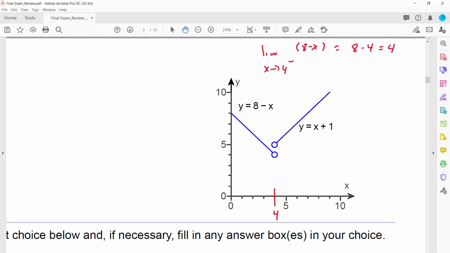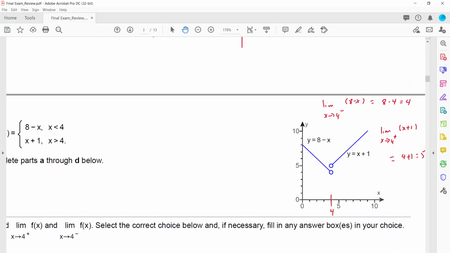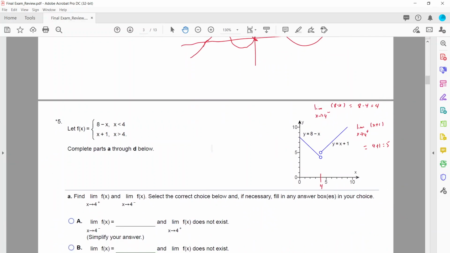But when x approaches 4 from the right side, you need to use this function, this graph, which is x plus 1. To find the limit, just plug in x equal to 4 here, that will be 5. So from the left side this is 4, from the right side this is 5. That means the left-hand limit and right-hand limit are not equal, so the limit at 4 does not exist. So we have that finding here.